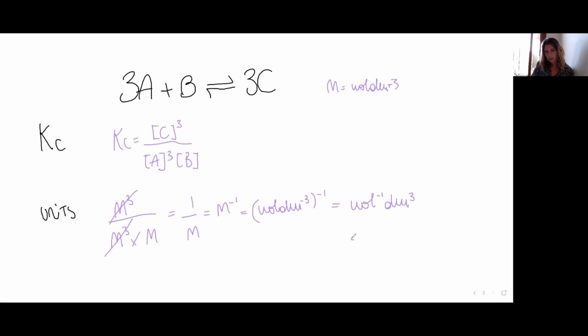If you want to be really picky, the positive power normally goes at the front, so we could write it like this. The fast way, once you get a bit more confident, is that you can just check: we have 3 units at the top.